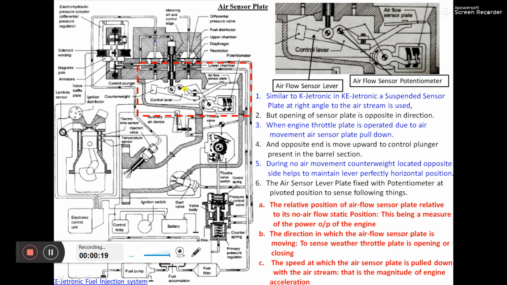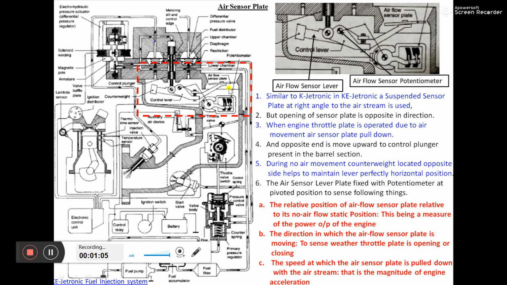You may easily notice that in the KE-Jetronic, this air sensor plate is there. In the K it was also there, but the location or the orientation of this plate is different. In the KE-Jetronic, the sensor plate opens in the upward direction, meaning airflow comes from the bottom of this sensor plate and lifts it upward. But here in the K, this plate opens in the downward direction, meaning flow comes from above the sensor plate and pushes it downward. In the K, it was pulling upward.